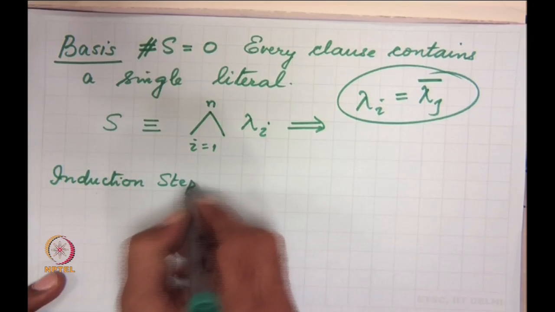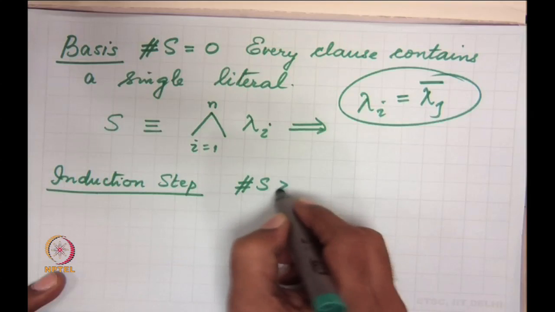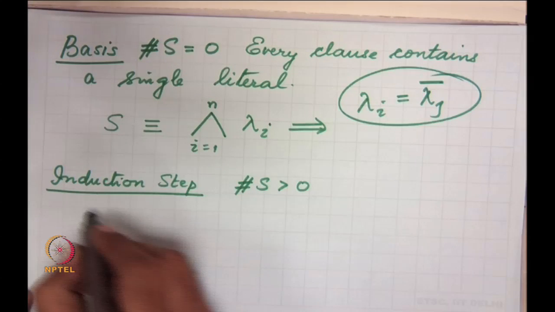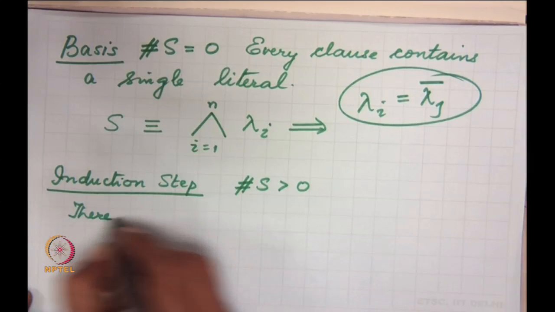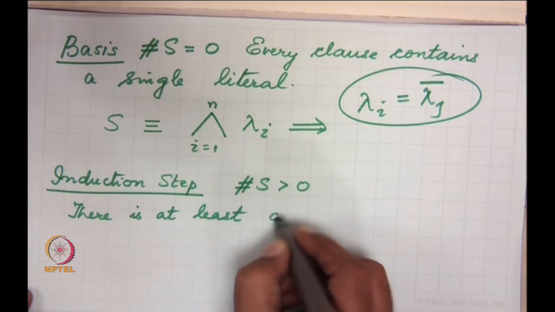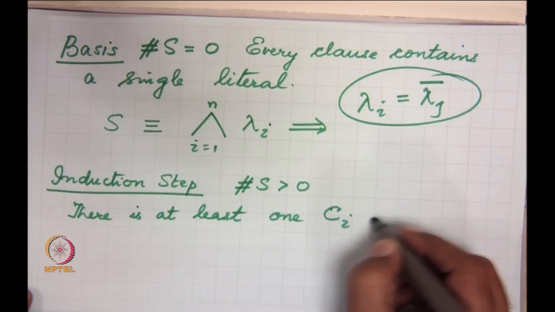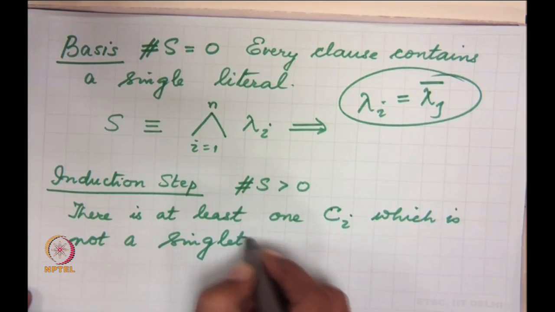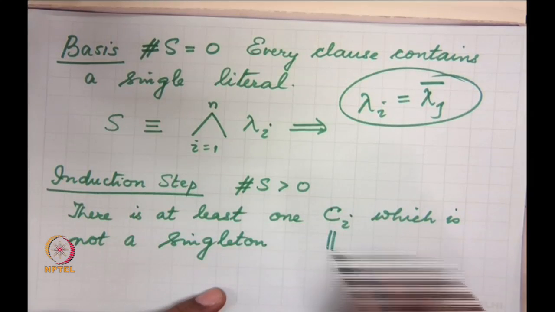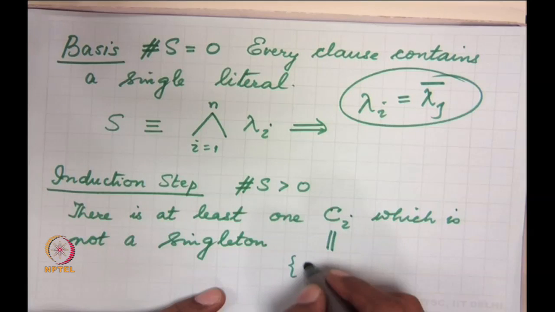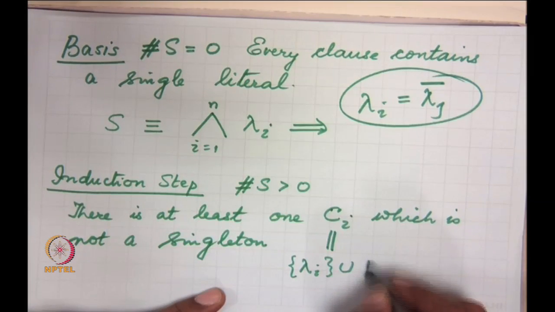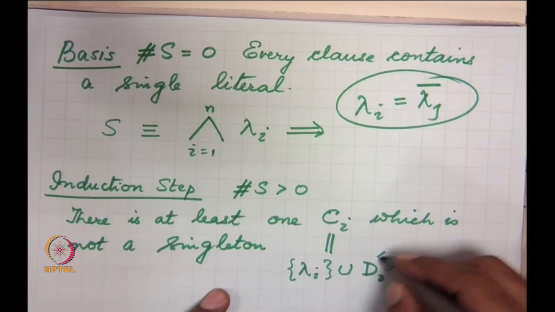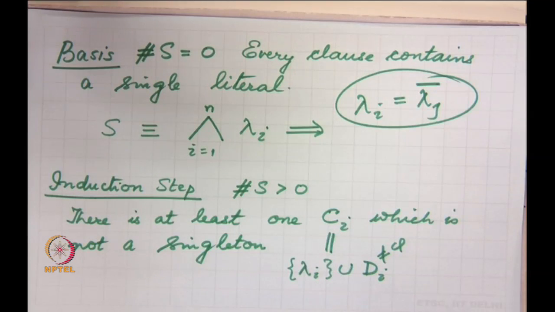So, the induction step is when hash S is greater than 0. If hash S is greater than 0 and you have n clauses, that means there is at least one clause Ci which is not a singleton. So, let me isolate one literal from it. It contains at least two literals, of which of course this Di is not empty.